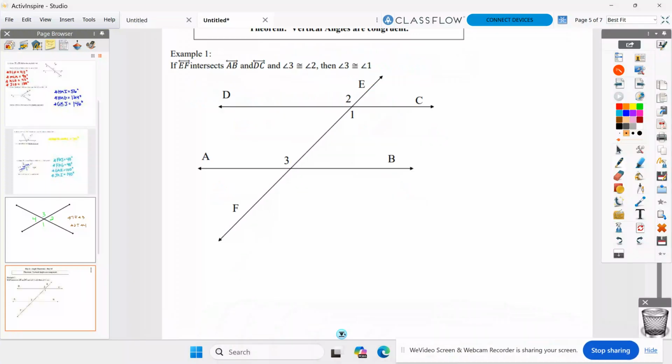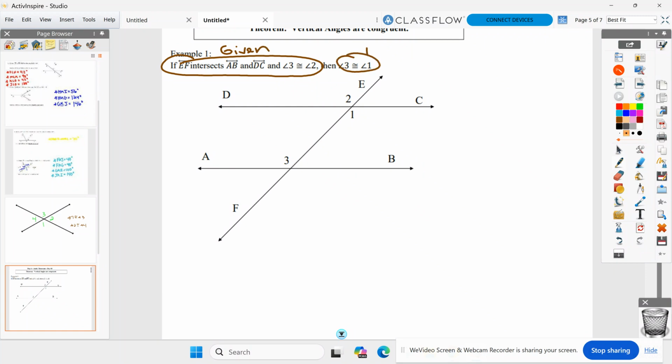Here's one of those if-then ones. Remember, I mentioned yesterday, whatever is with the if, that's my given. Whatever is with the then, that's my proof statement. So set up your statements and reasons, and then we'll start marking the diagram.